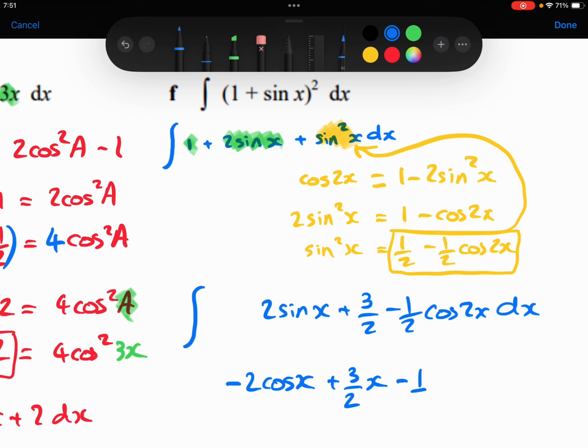The cos will integrate to be sine, but I need to remember to divide by 2 because of the reverse chain rule. So actually this half is going to turn into a quarter. And don't forget the plus c.